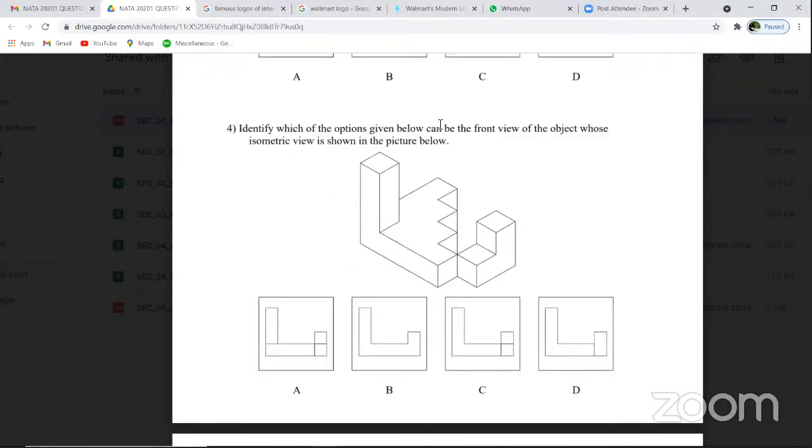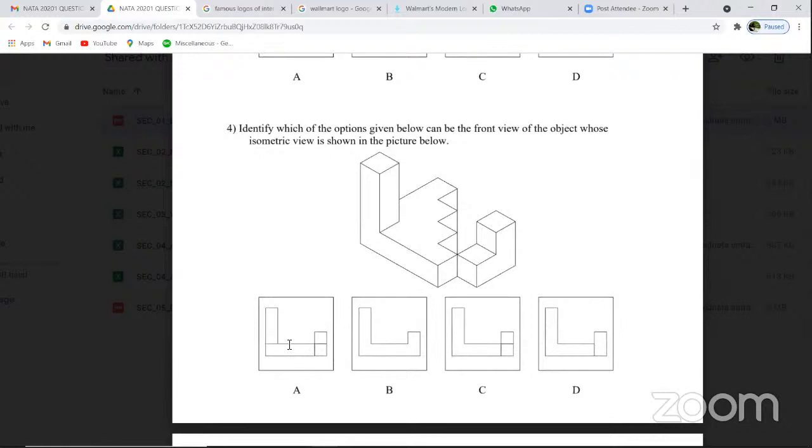Try this. Ma'am, the question is not visible. It's C, I think. Yes, C will be correct. Is it not visible to somebody now? No. Yeah, now it's visible.